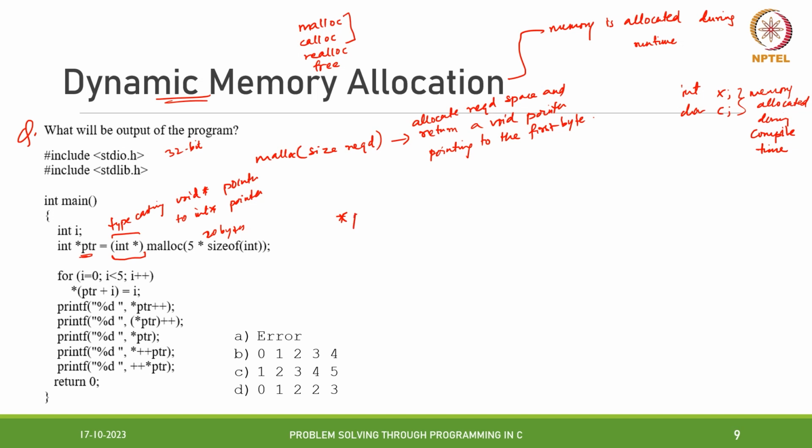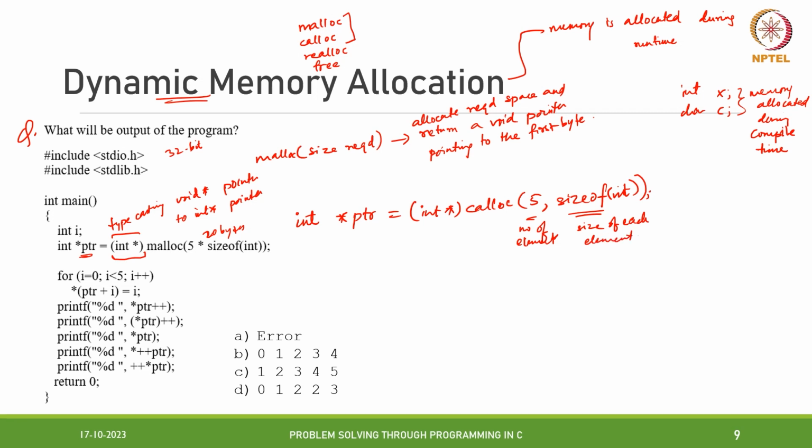The same thing. If I want to write in calloc, I will write it like this: int star ptr equals int star calloc 5 comma size of int. So what different thing have I done? calloc takes two inputs. Okay, first is the number of elements and second is the size of each element. So it is more of an array kind of approach, where you have elements of equal sizes.